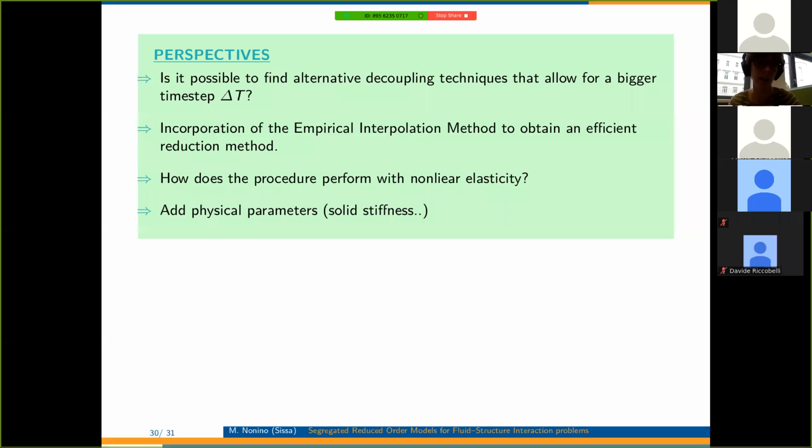Then, of course, it is important to incorporate also the empirical interpolation method because we're working in an arbitrary Lagrangian Eulerian setting. So we have, by definition, a lot of nonlinearities. And even if you want to consider, for example, a nonlinear elasticity problem, then you have additional nonlinearities. So including an empirical interpolation method would be important for the sake of the reduced order model. And I think that this is it.